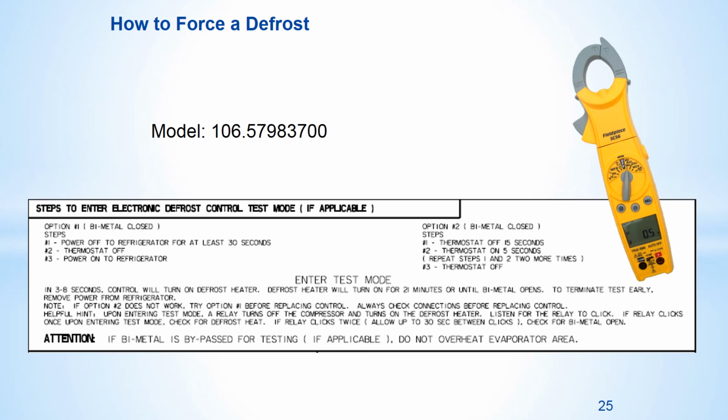Also note the bimetal may be temporarily jumpered to check operation of the rest of the circuit, but do not allow the evaporator area to overheat, and do not forget to remove the jumper.